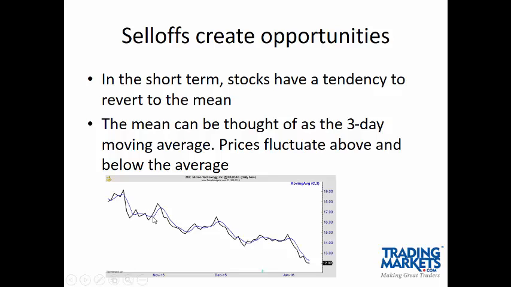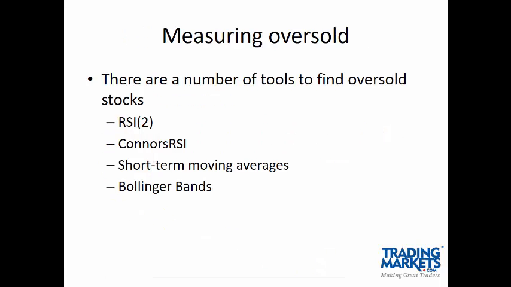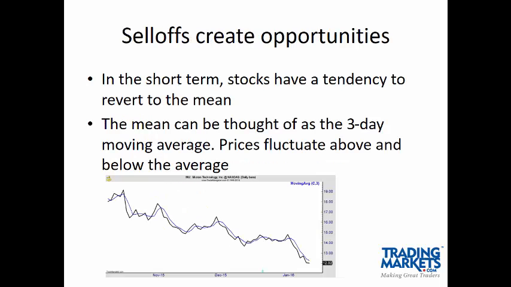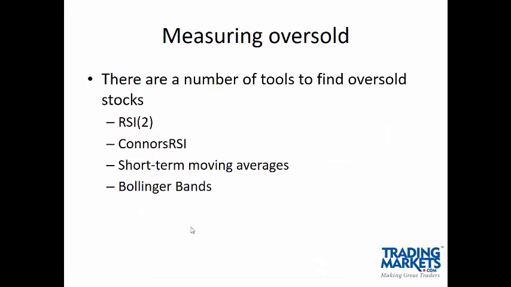And what we see is that prices move above and below that 3-day moving average. The 3-day moving average serves as the mean, and when prices get too far away from the mean, we expect them to snap back towards the mean and eventually cross back above it. This is the idea of an oversold stock. When the stock is too far away from its average position, we expect the bounce back.